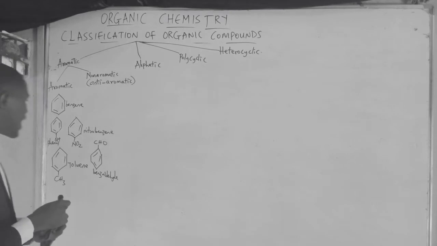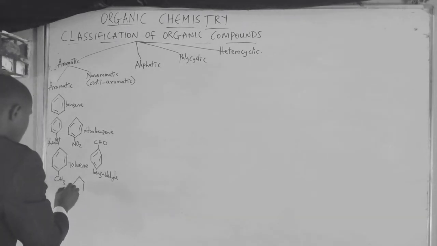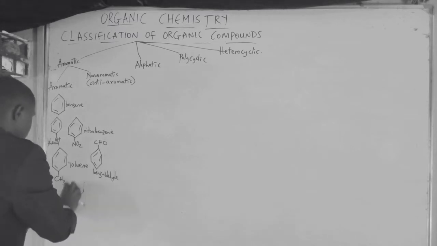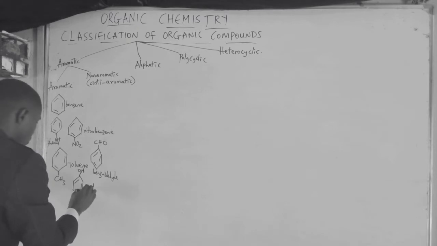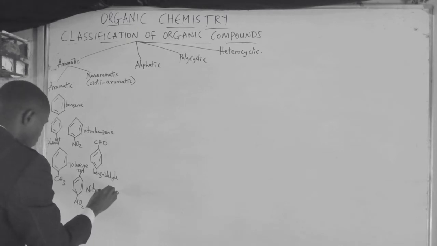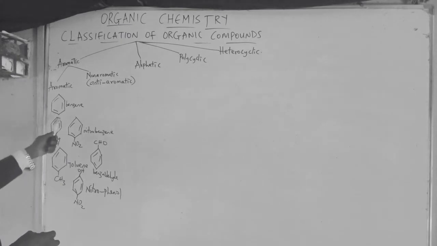Now, these are taken to be derivatives of benzene. This is called nitrophenol. Now, these derivatives of benzene are known to be aromatic. Why? It is because they exhibit resonance. That is, there is alternation of double and single bond. Double bond, single bond, double bond, single bond, double bond, single bond.